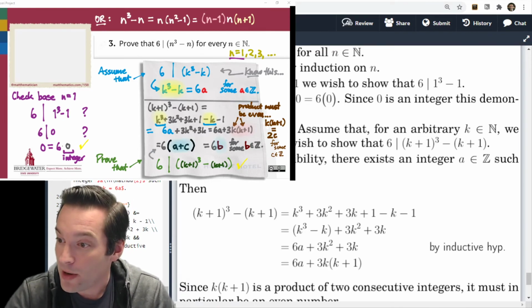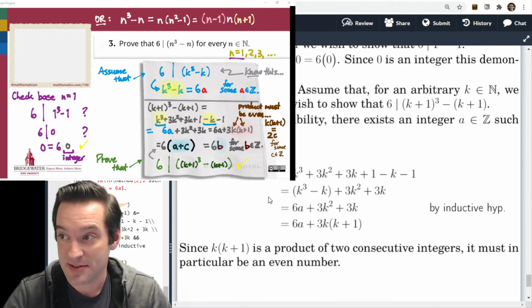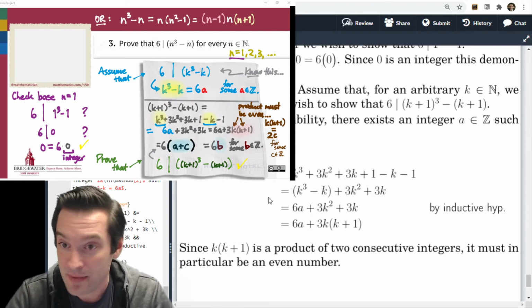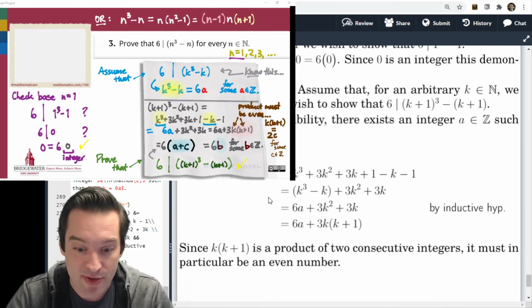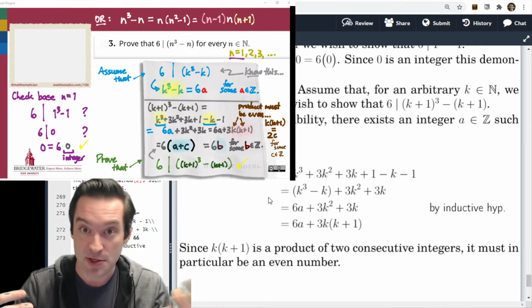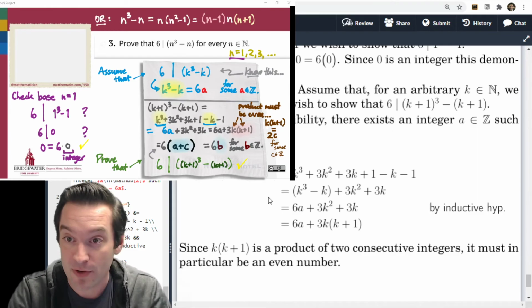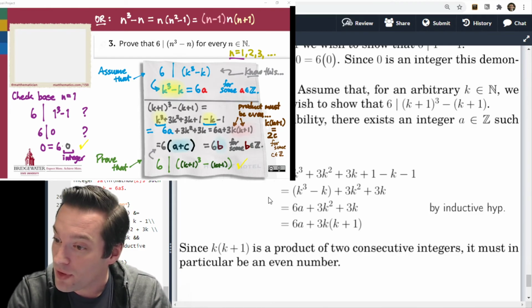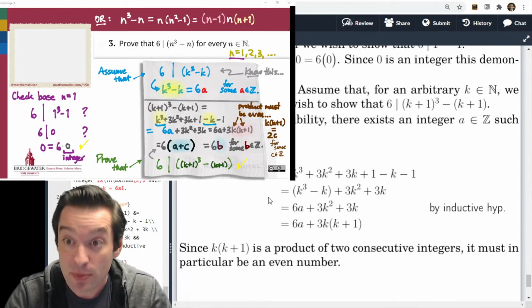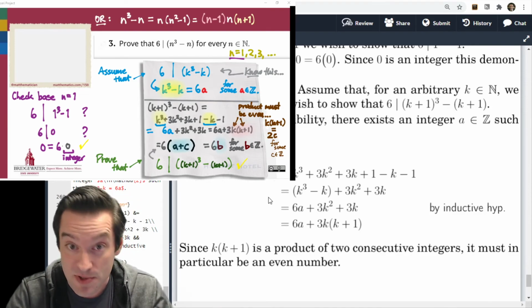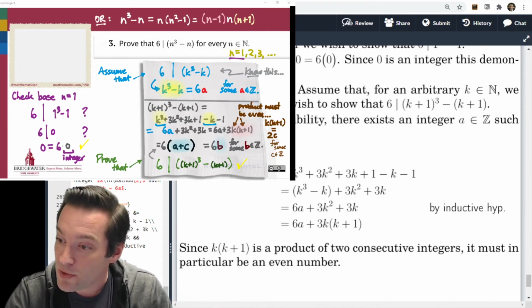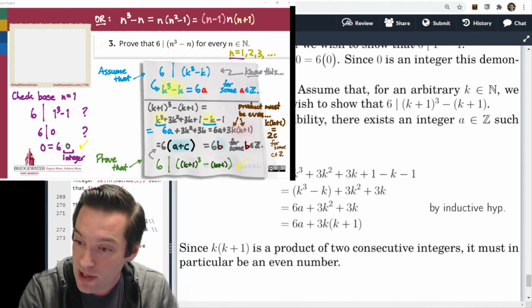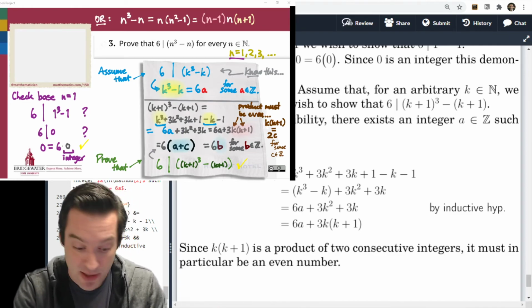Whether or not that requires proof in this context is, again, context dependent, right? I think probably this is the kind of statement that you proved before I joined your class, back when you were working first on direct proofs, right? So let's not worry about needing to reprove this, but maybe we could say by previous results or something, right? So we'll just move on from there. Since k plus 1 is a product of two consecutive integers, it must in particular be an even number.